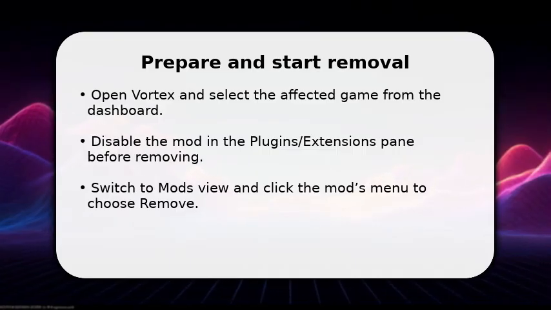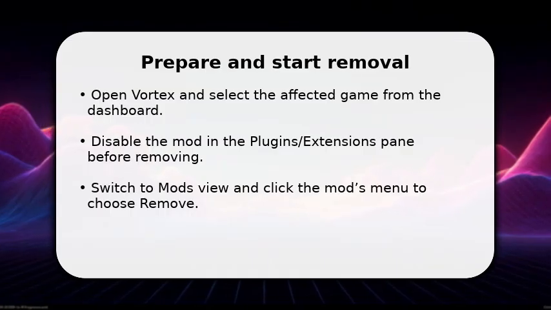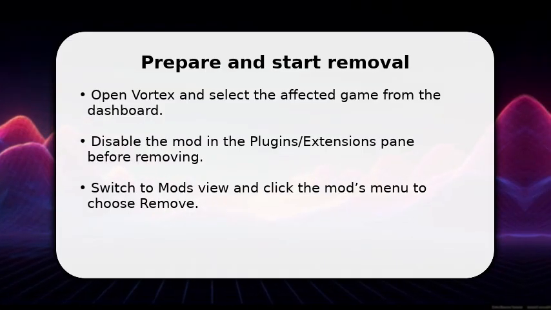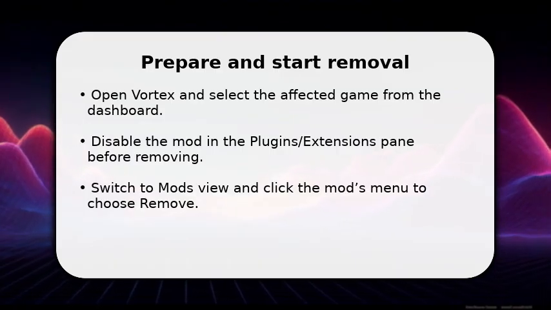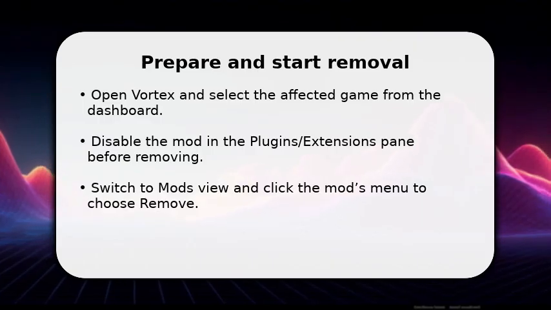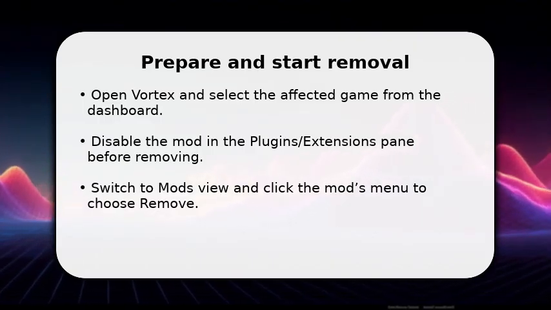You start by opening Vortex and picking the game you're targeting. Once selected, immediately disable the mod so it stops altering files. This prevents live conflicts. Then go to the mods view and use the mod's context menu to choose Remove. This instructs Vortex not to load it.